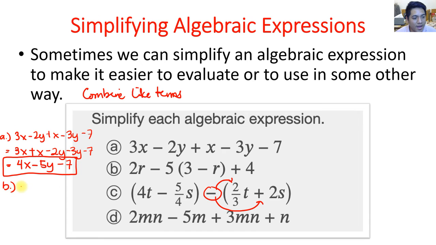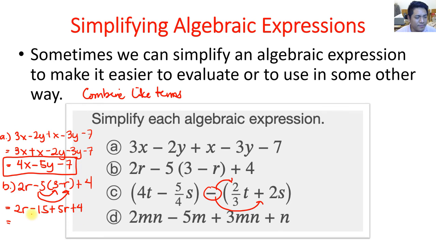For letter B, we have 2r minus 5 multiplied by 3 minus r, plus 4. Obviously, this negative 5 should be distributed. So you now have 2r, negative 5 times 3, that's negative 15. Negative 5 times negative r, negative times negative becomes positive. You have 5r plus 4.